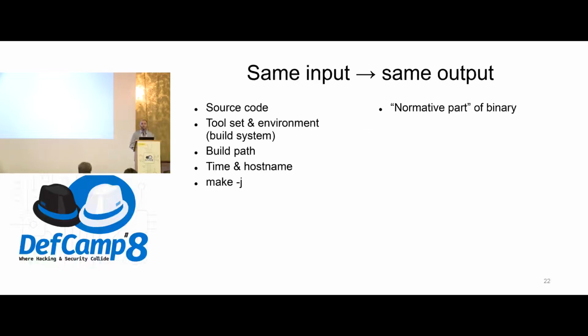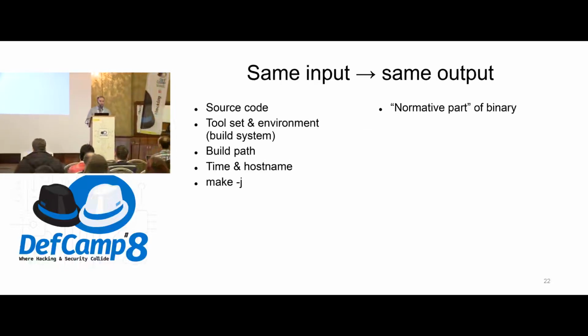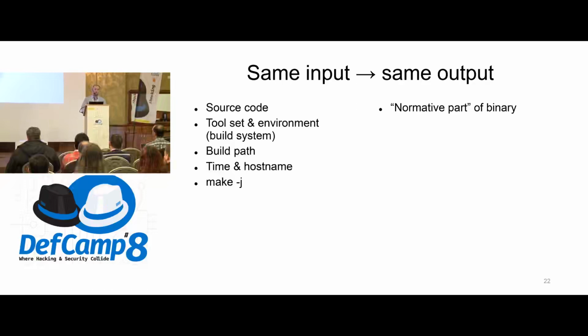So reproducible builds basically means for the same input you want to have the same output. What is the input here? Obviously the source code, right? If you change the source code, you expect changes. Also, all your tool set, your compiler, your assembler, your linker, all the libraries, maybe some other system components that you run in the build system, right? You want to tightly control it.